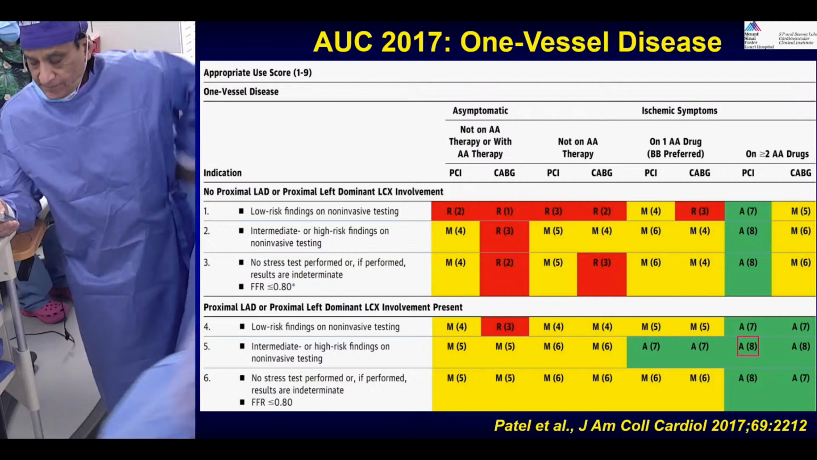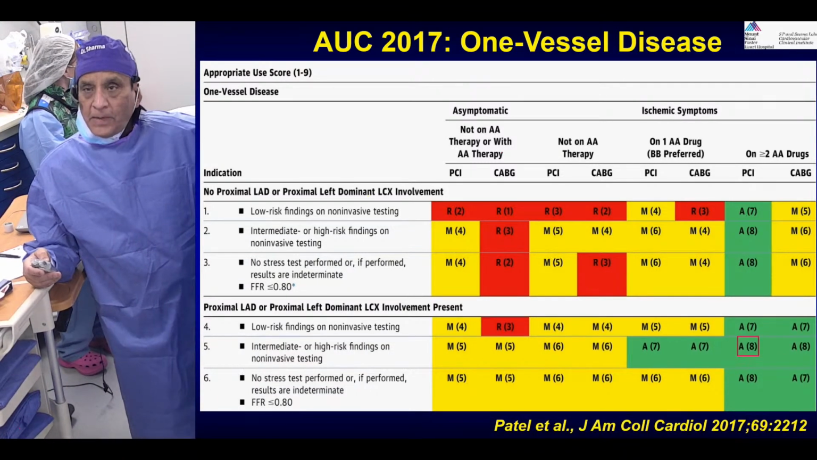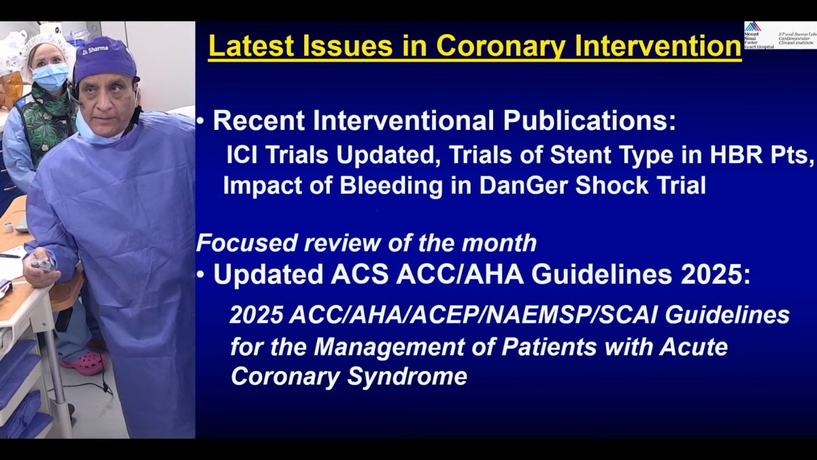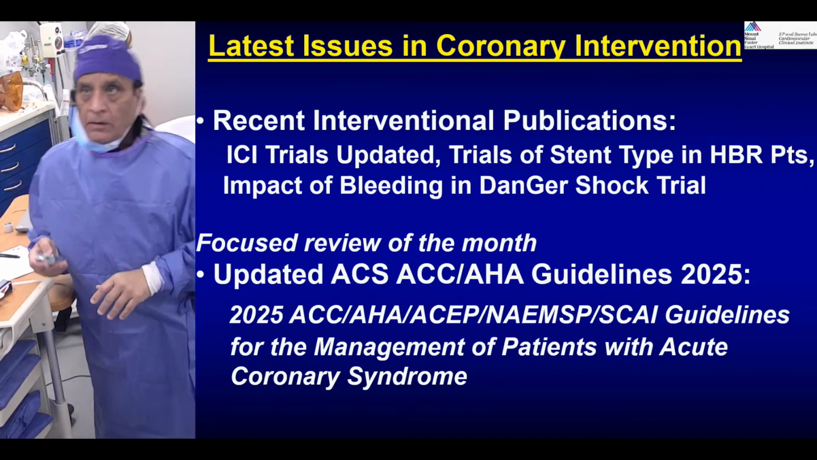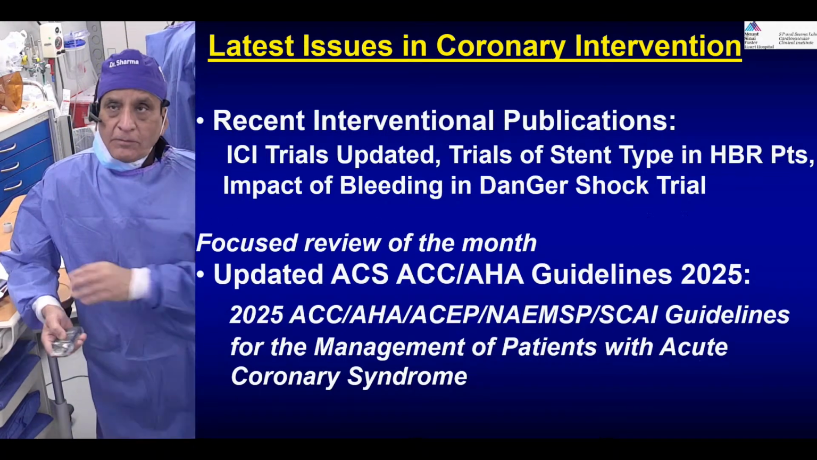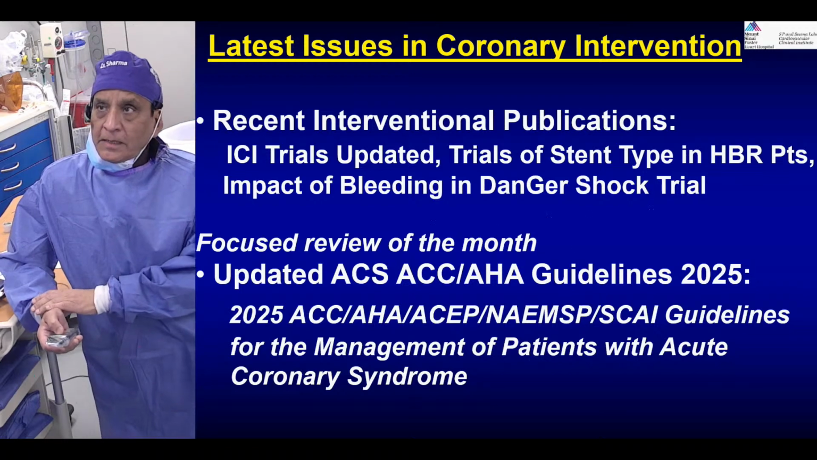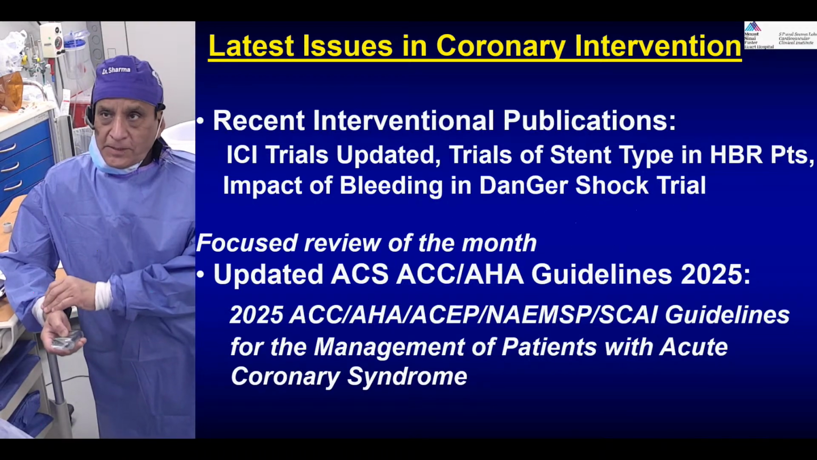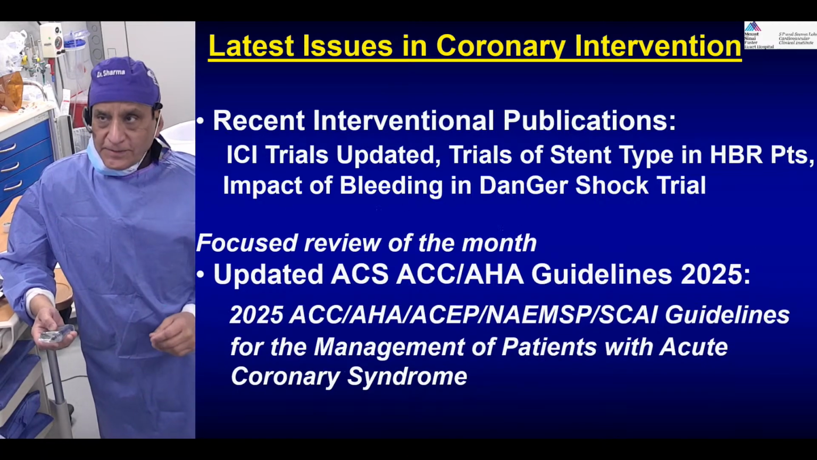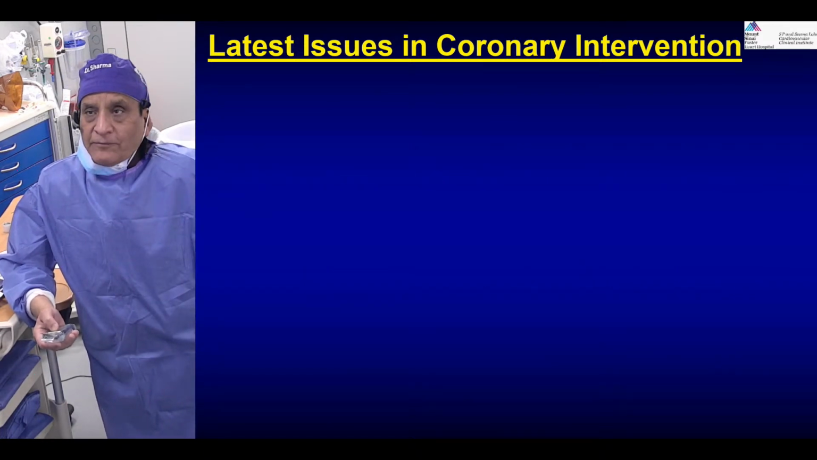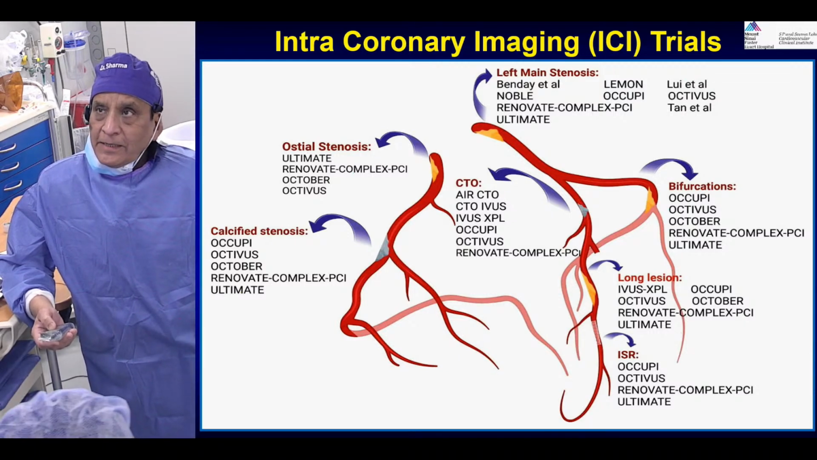So this case was appropriate, appropriate for medical therapy and LAD lesion. What I'm going to talk about quite a bit is the intracoronary imaging trial, the stent type in high bleeding risk patients, the impact of bleeding in the DanGer Shock trial, and then the updated ACC/AHA guideline of 2025. So what we got is basically the intracoronary imaging, ICI, in every aspect.